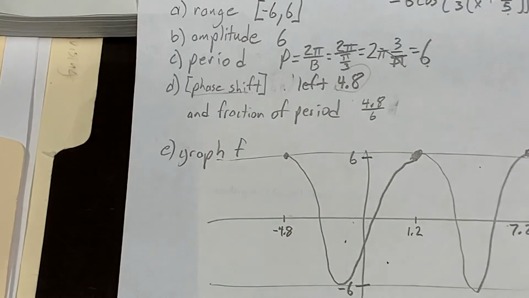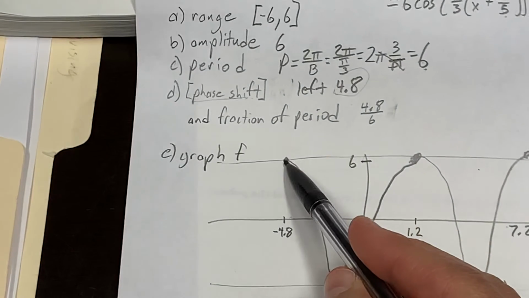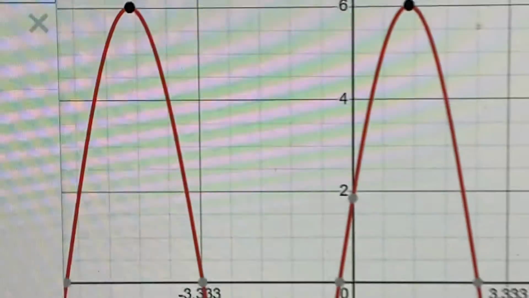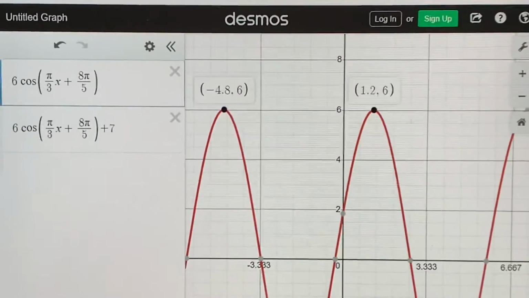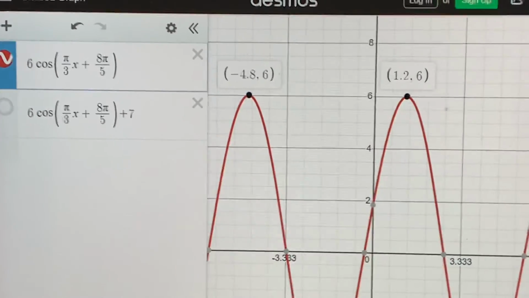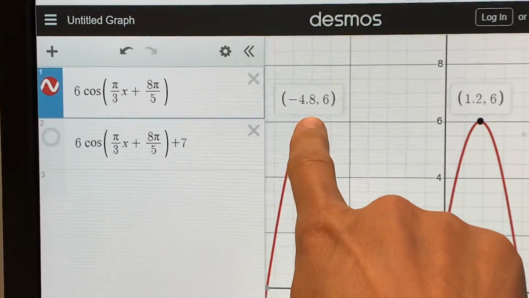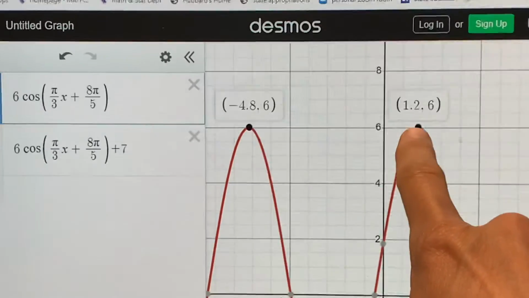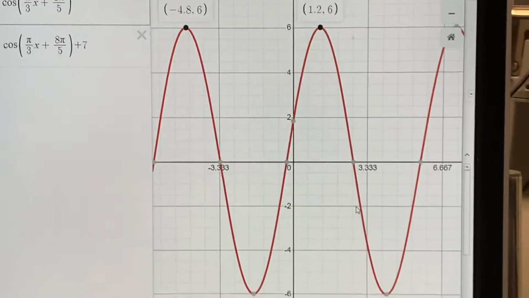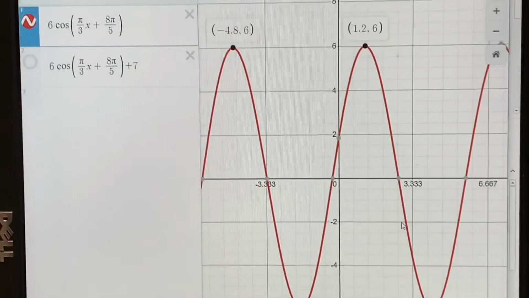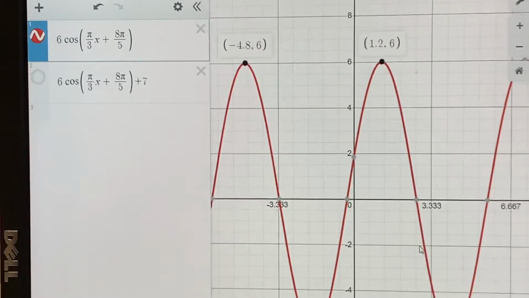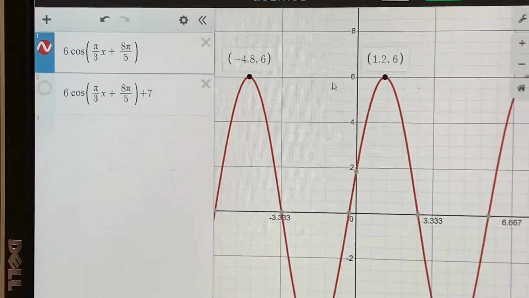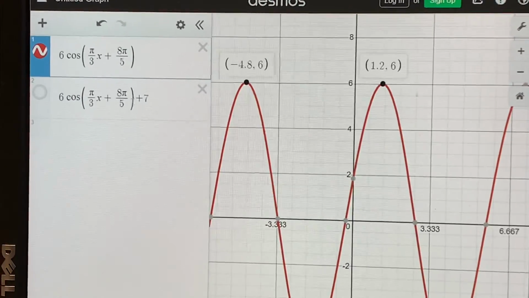But let me show you, Desmos can of course do a beautiful graph, but key in on that shift of left 4.8. You can see there's my equation. You can see the -4.8, the 1.2. Look at the max at 6, the min at -6. And then the last part says you can keep that going right and left as much as you want by adding another 6 and subtracting another 6.